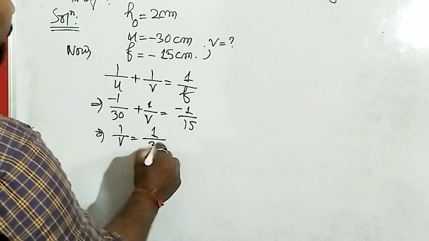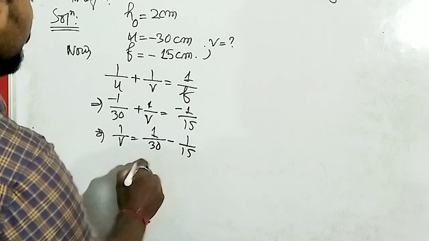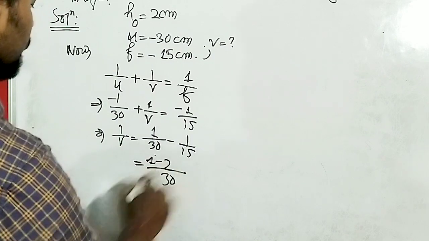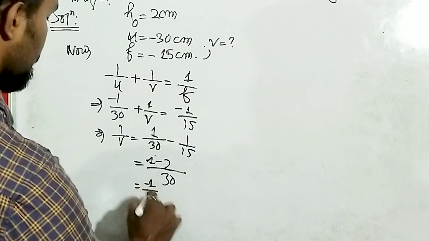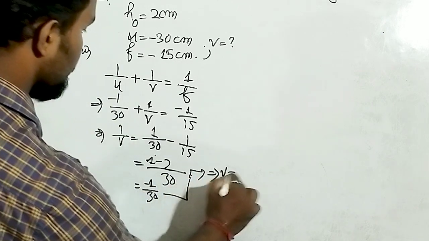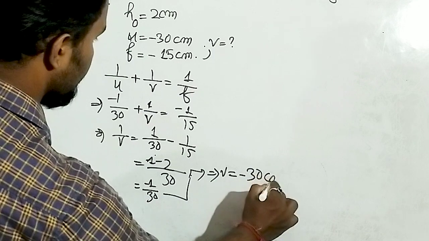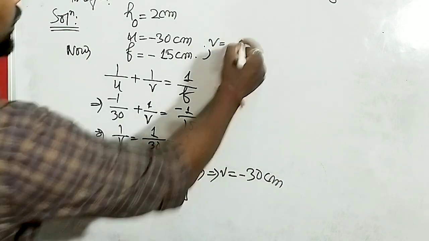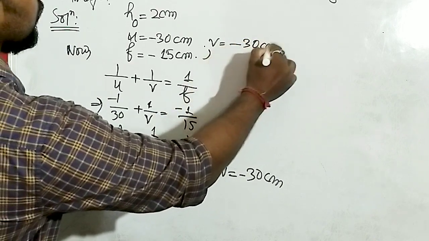1 by v equals minus 1 by 30 minus 1 by 15. The LCM will be 30, so 1 minus 2, that means minus 1 by 30. So what we can write here: v as minus 30 centimeter. Right?